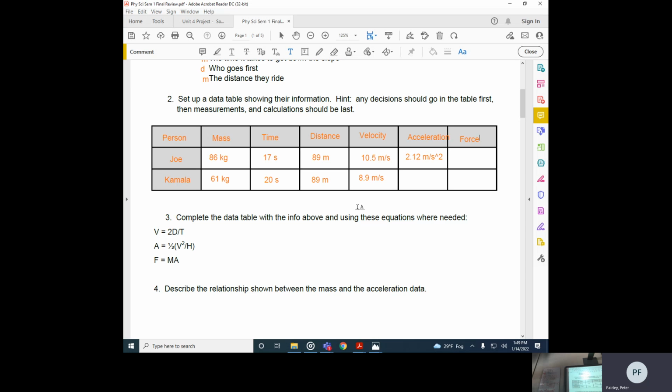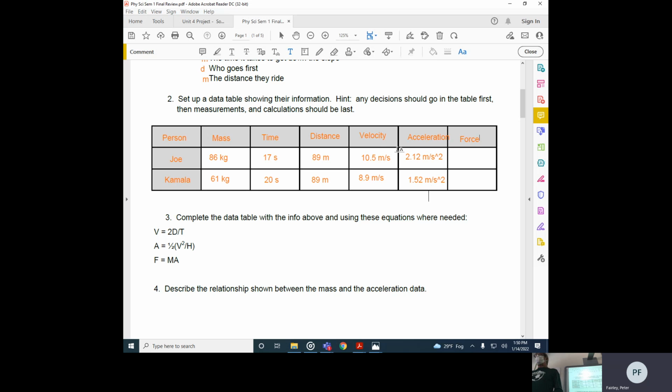And then I'm going to let you figure out Kamala's acceleration for yourself. Should be around 1.5, I think. Put in her velocity, square it, divide it by the height, divide that by 2. That's the hard one on the chart.